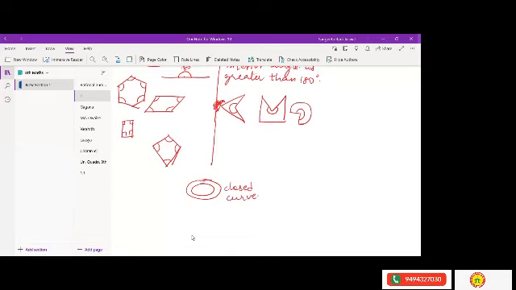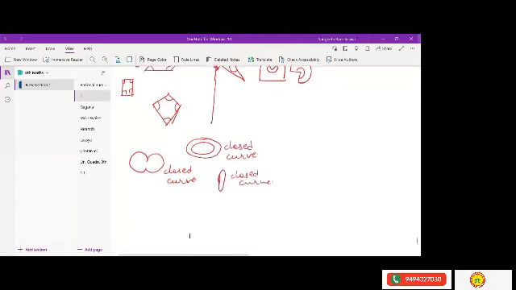Then you have a shape like this also. This is also a closed curve. A curve that is closed from all sides is called a closed curve. This kind of oval is also a closed curve. So you had to categorize them into different groups. This was your first question. Now coming to the next one.